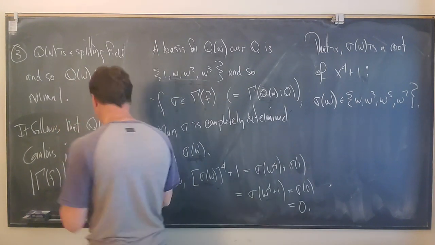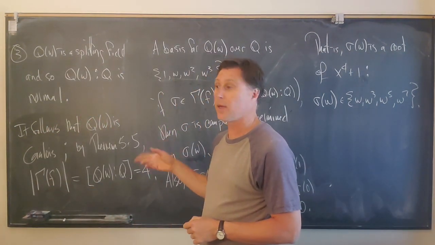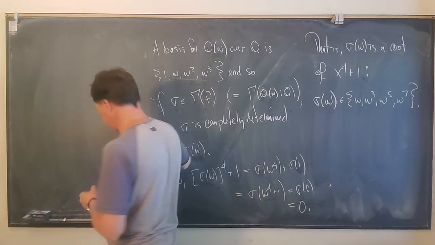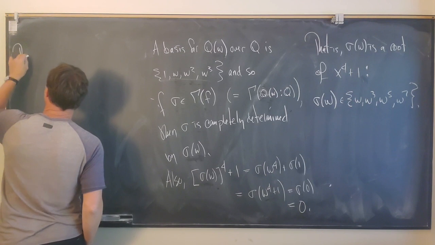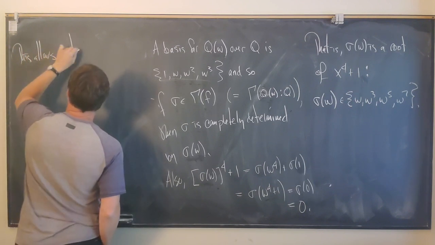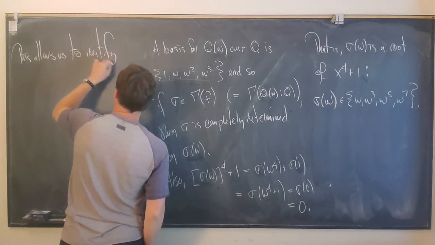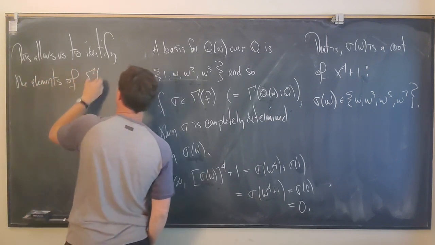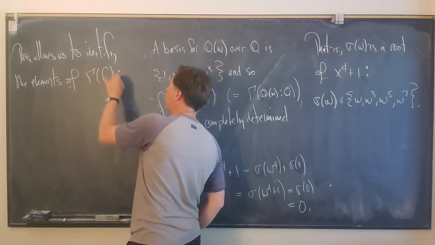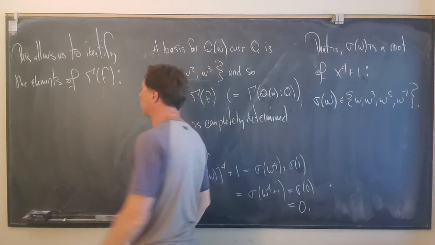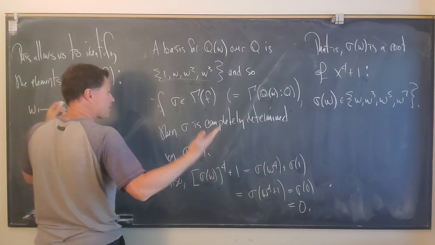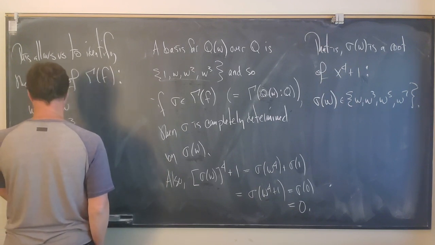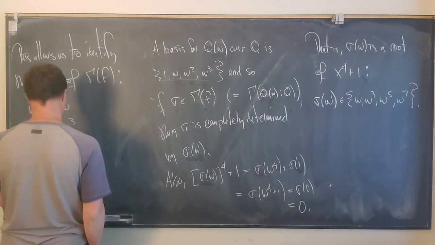Now, remember, there are exactly 4 elements in our group, so sigma is one of 4 possibilities. And so now I think we have enough information to write down who these are. This allows us to identify the elements of the Galois group of F. There are exactly 4 of them, so let's see how it works. There are 4 possibilities: we can send omega to omega, we could send omega to omega cubed, we could send omega to omega to the fifth, and we could send omega to omega to the seventh.